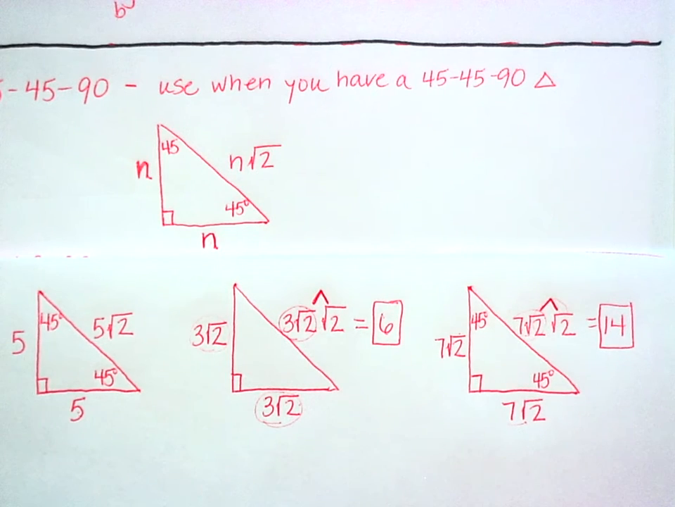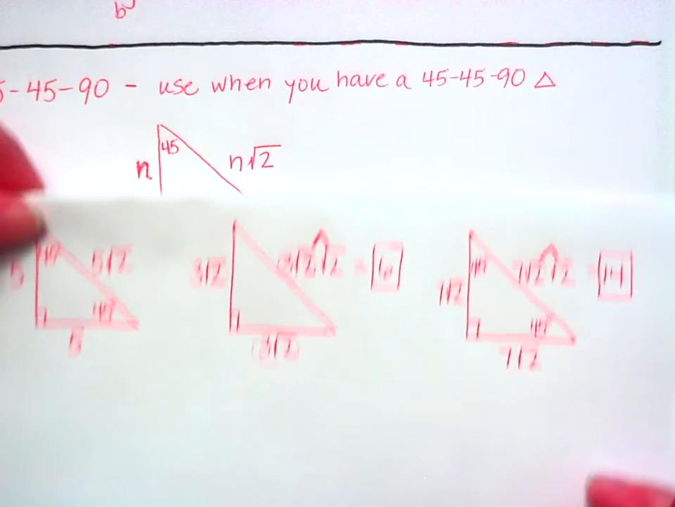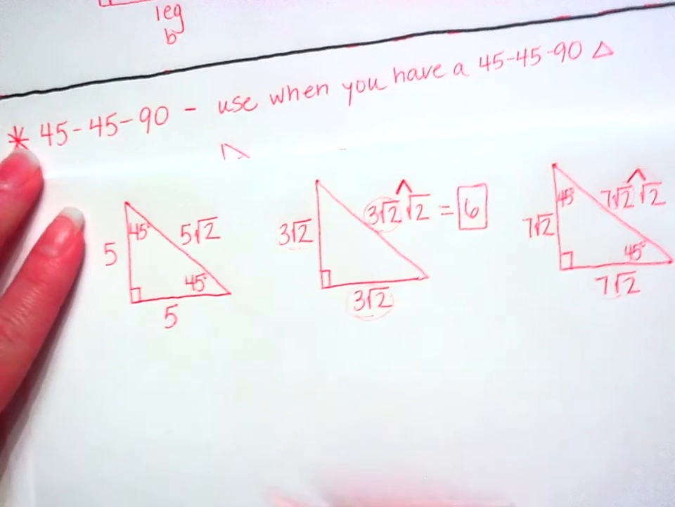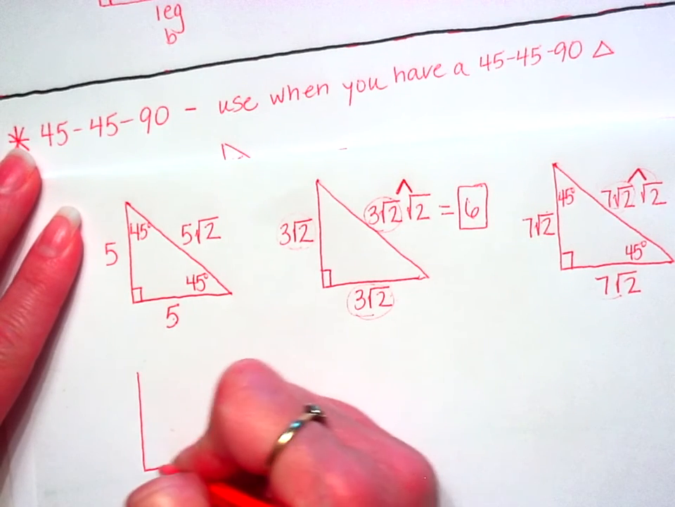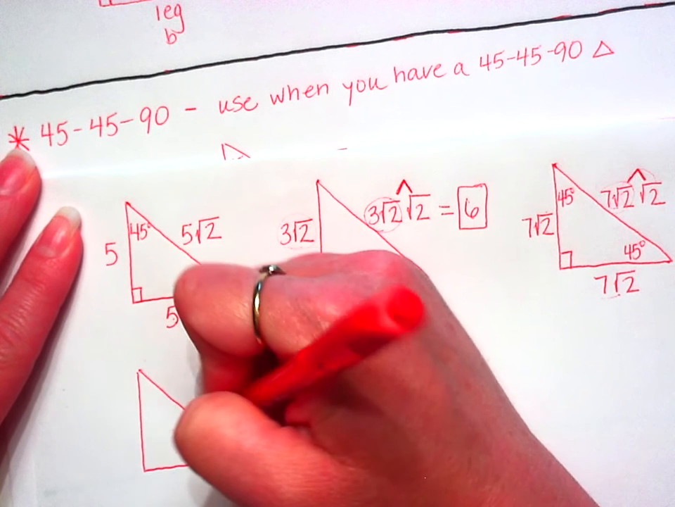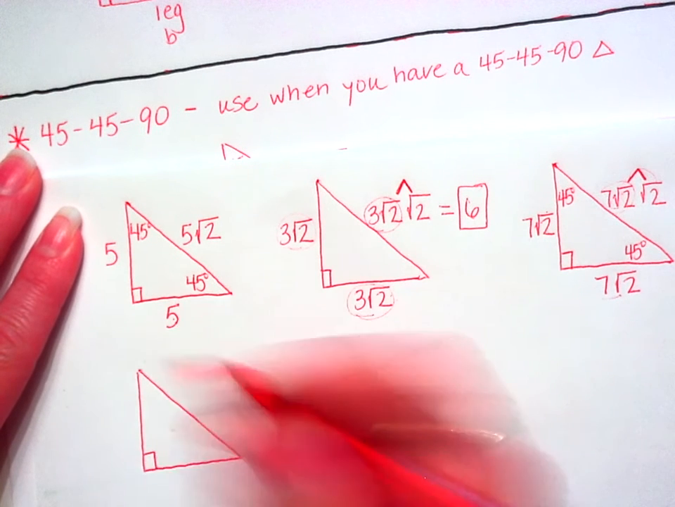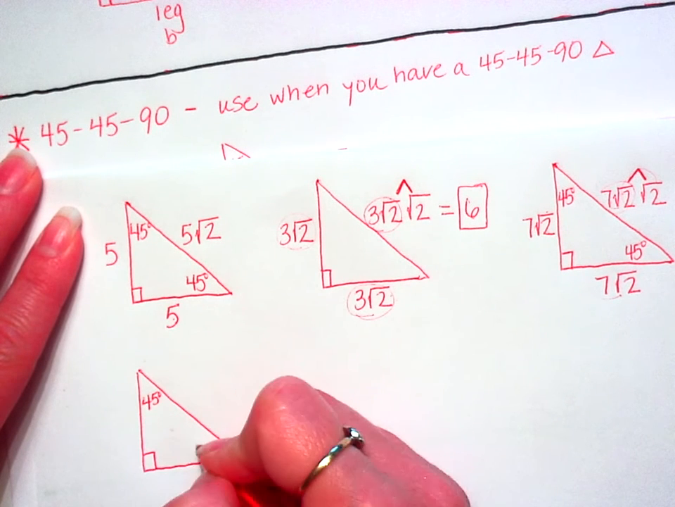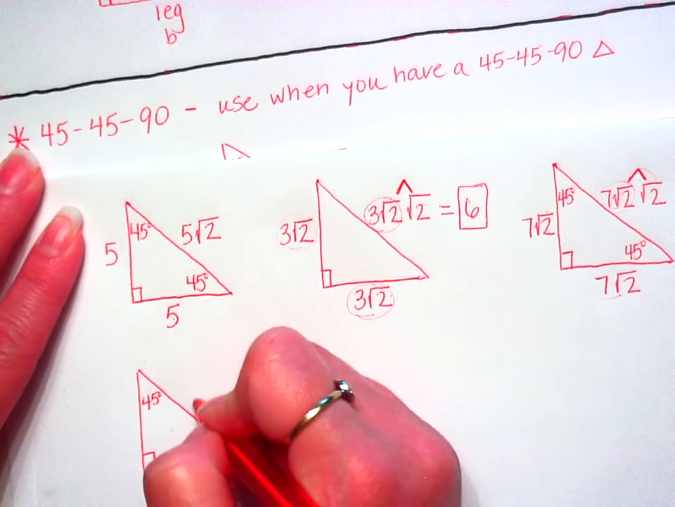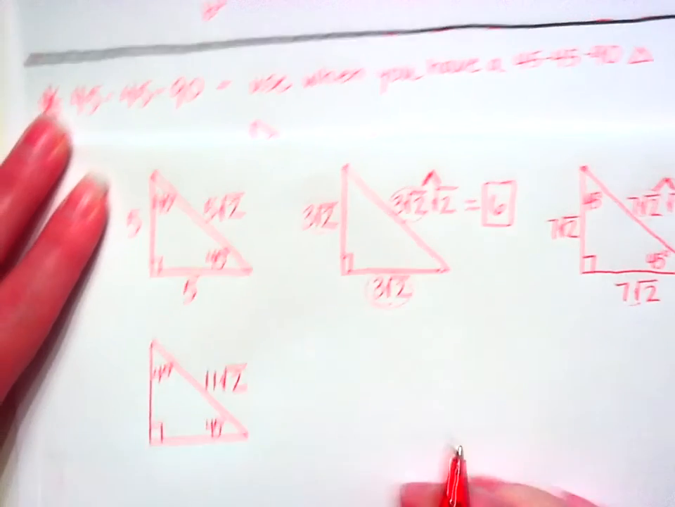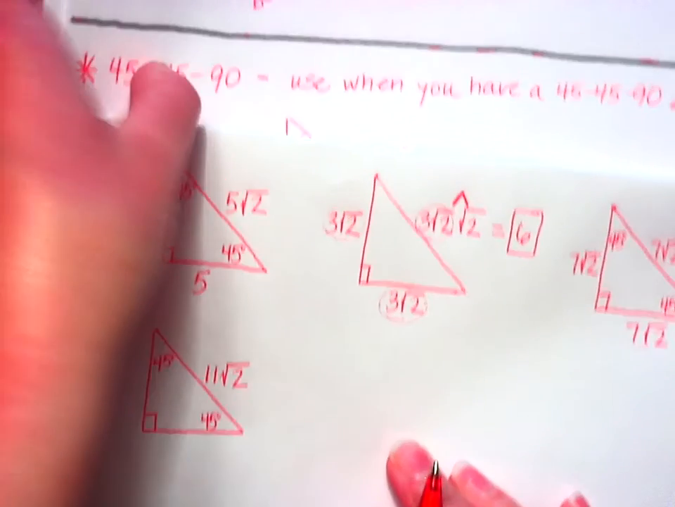Now, sometimes you're going to have to work backwards. So sometimes they're going to give you the hypotenuse, and you need to find the 2 legs. And sometimes that's easy, and sometimes it's a little bit more difficult. So let's say this is 11 square root 2. Okay, that should be pretty easy.